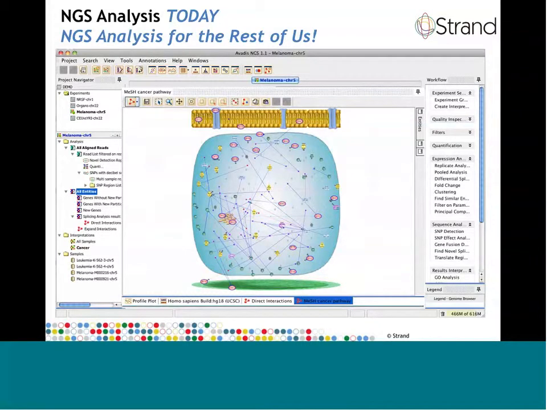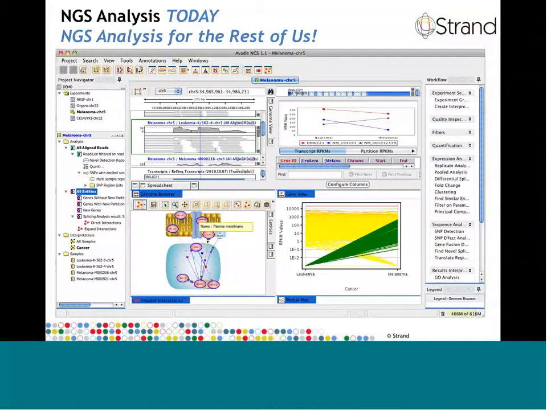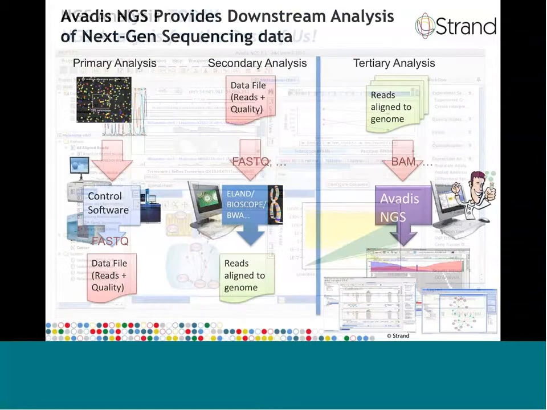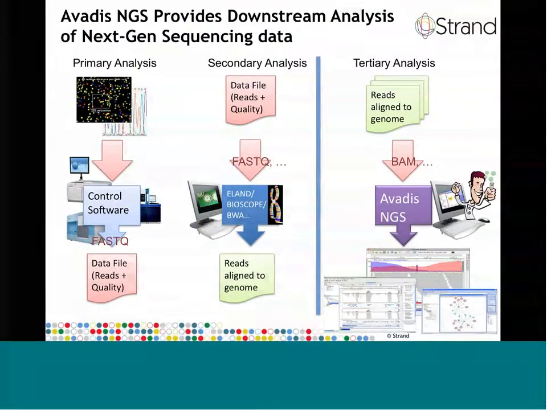Avadis NGS provides downstream or tertiary analysis for NGS data, taking in pre-aligned data. Primary analysis is the analysis that is performed by the NGS hardware platform and which controls the machinery that does the actual sequencing. The end result of primary analysis is usually some representation of the raw reads with some quality metrics associated with them. FASTQ data format is a common exchange format for this data, but other data formats are routinely used as well.